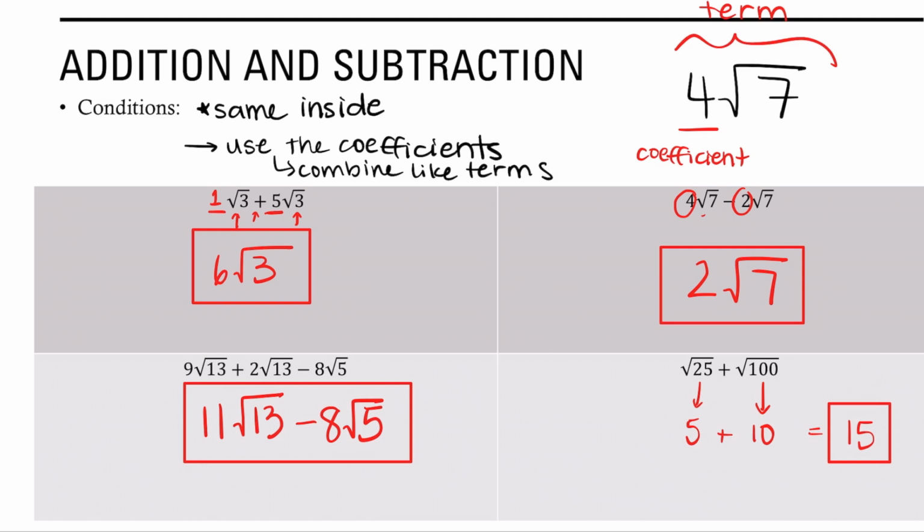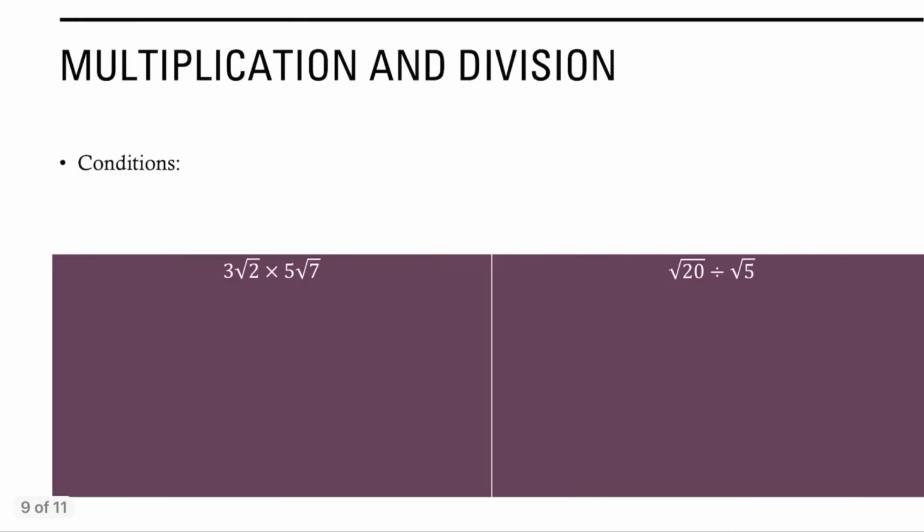There was no square root that came out of it really, so I had to leave it as it is, but this last one I could simplify. Multiplication and division are a little bit easier, a little bit harder. I don't know, it's just different.